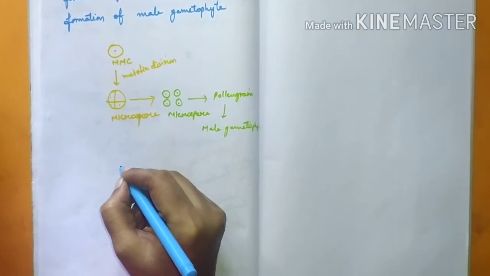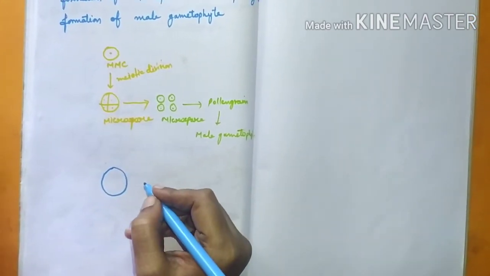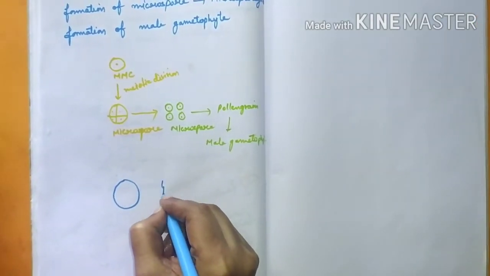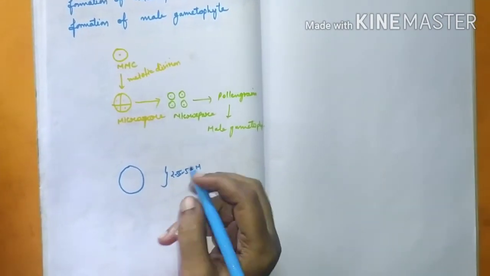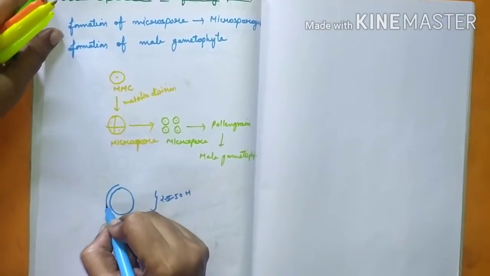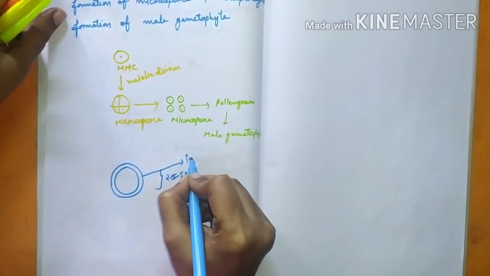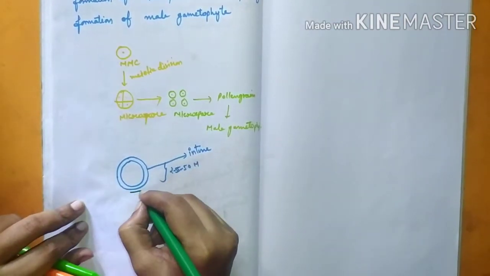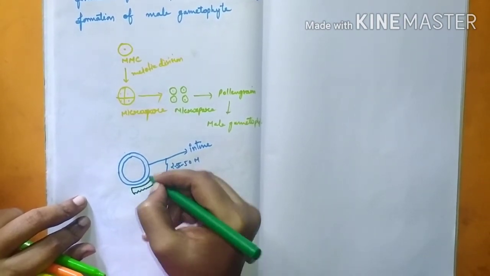So it has its own structure, it has its own plasma membrane, and it is round or oval in structure, and it is 25 to 50 micrometers in diameter. It contains a 2-layered wall: the thin continuous inner layer which is called intine, and the outer irregular layer which is called exine.